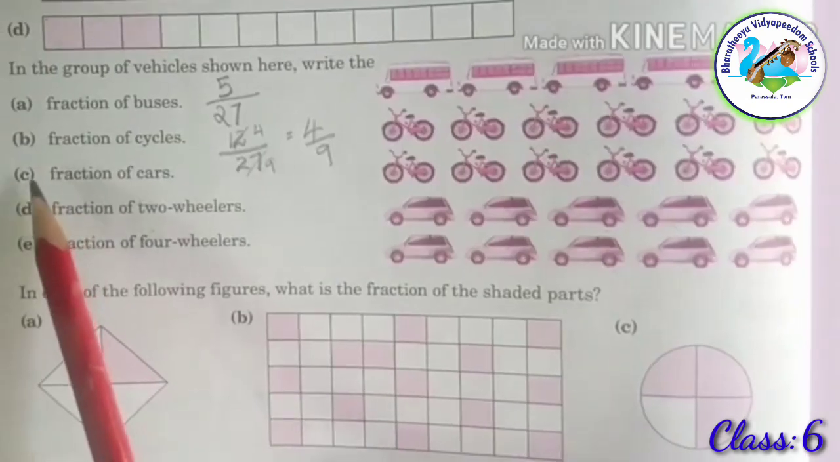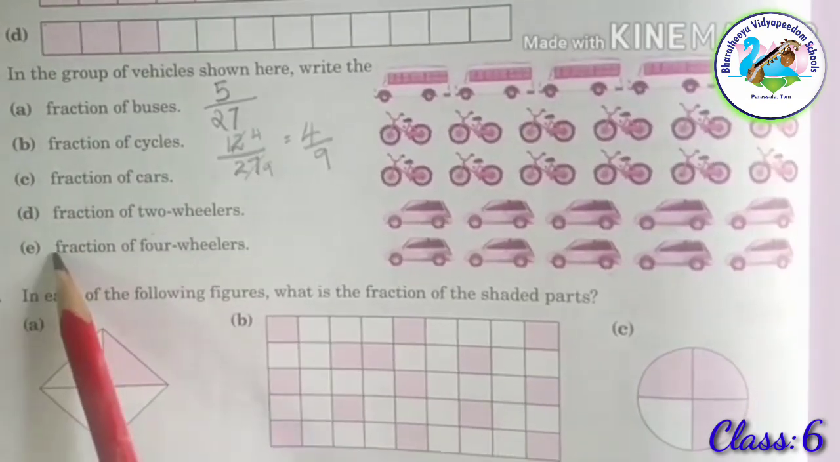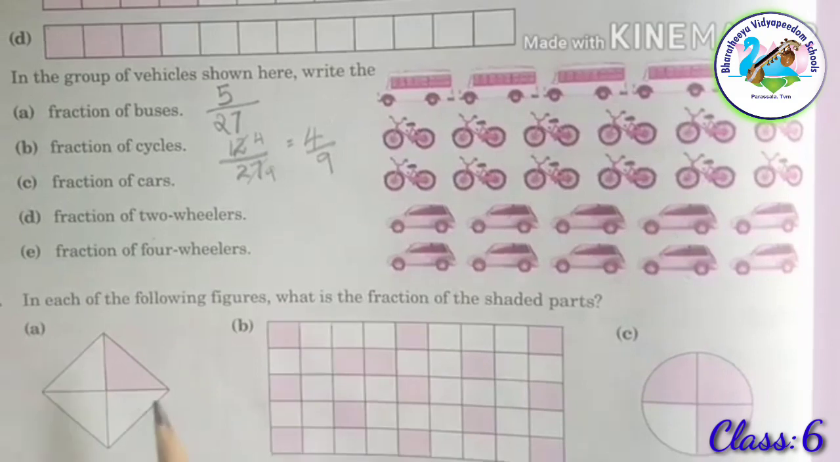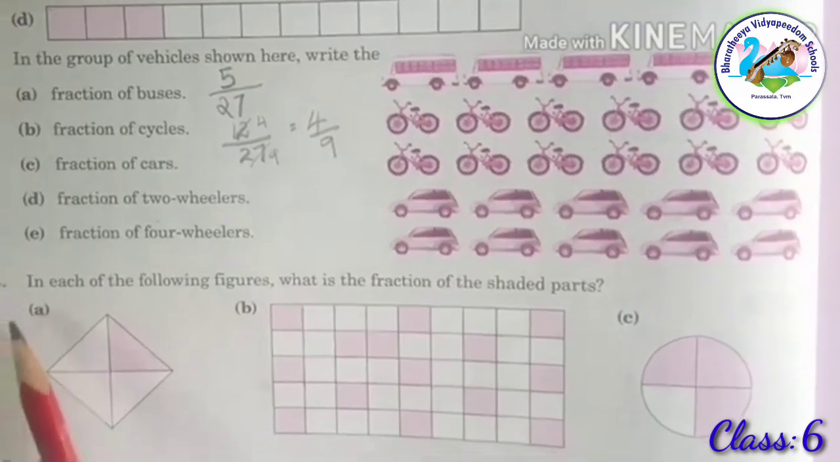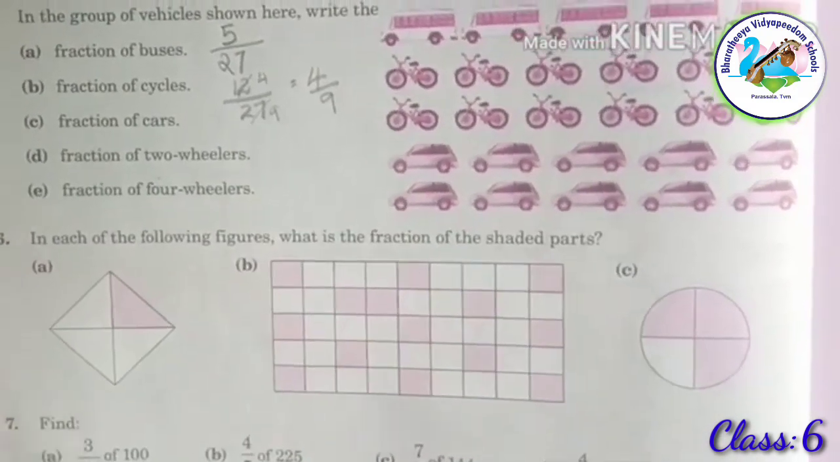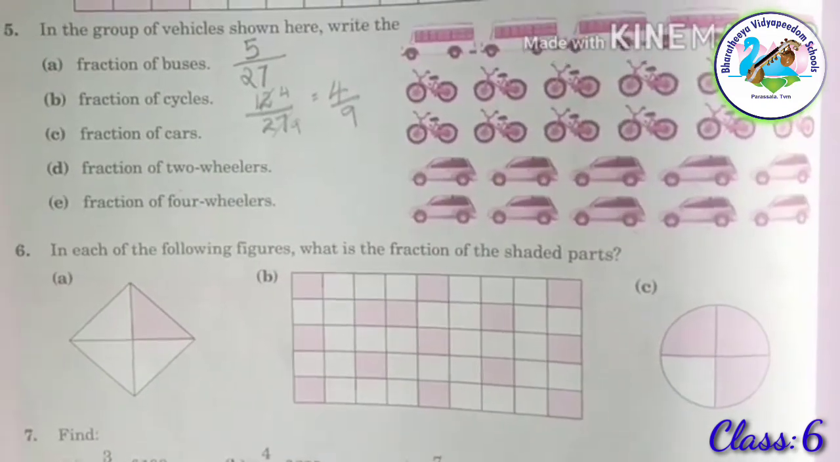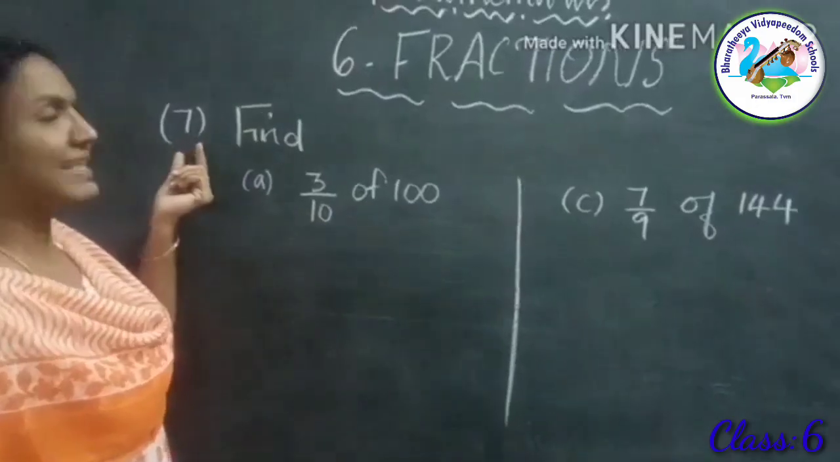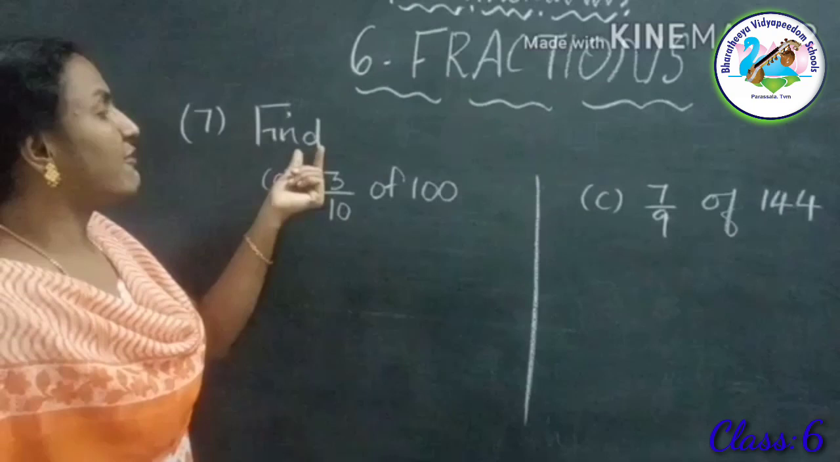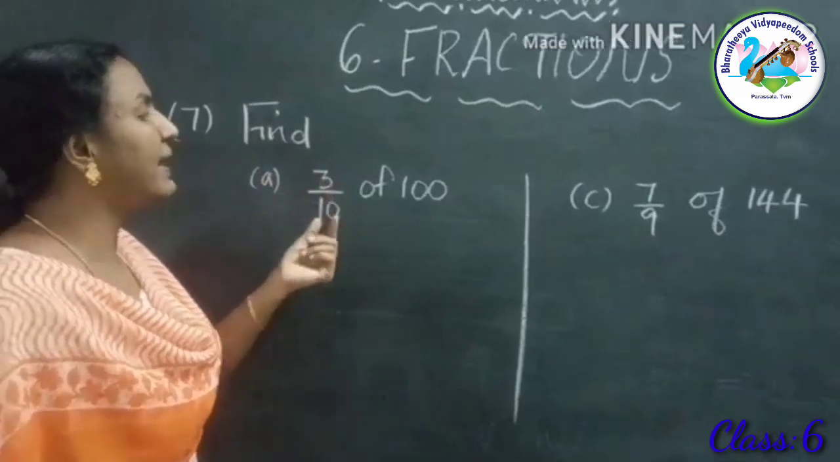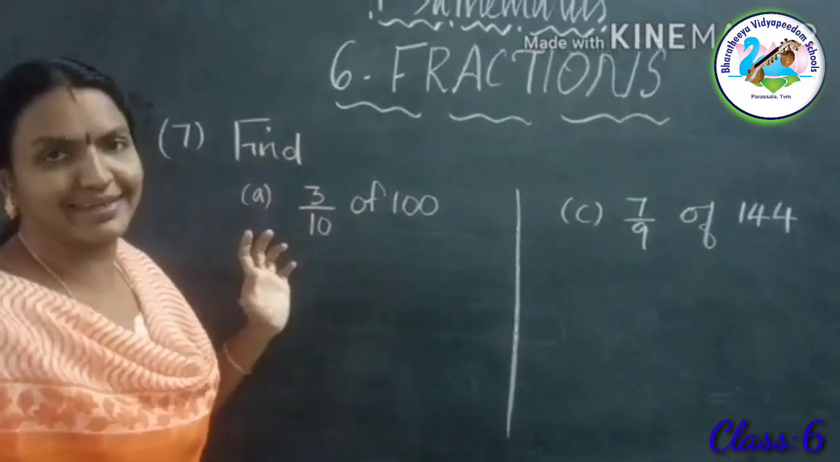Next, options C, D and E you can write as homework. Then question number 6 also homework. Next, question 7. Find option A, 3/10 of 100.